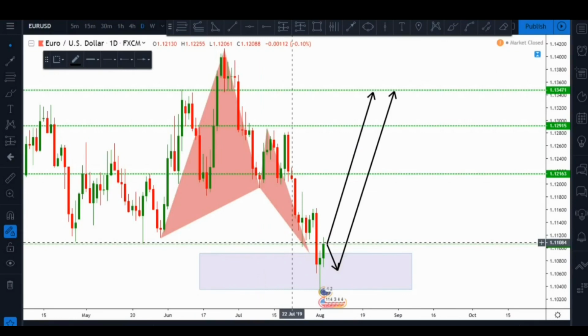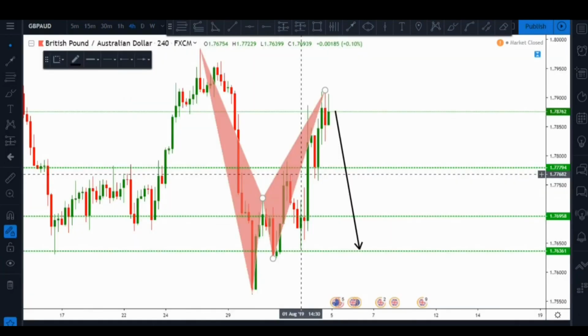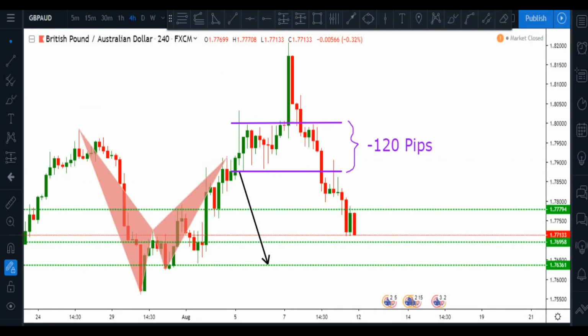This was the first trade that I pointed out last week, that is on euro dollar, and this is how that played out. We got 140 pips of profit out of the euro dollar last week, and this was the next trade that I posted on YouTube last week, that is on pound Aussie, and this is how that played out. It ended up being a loss, and it was a loss of 120 pips.